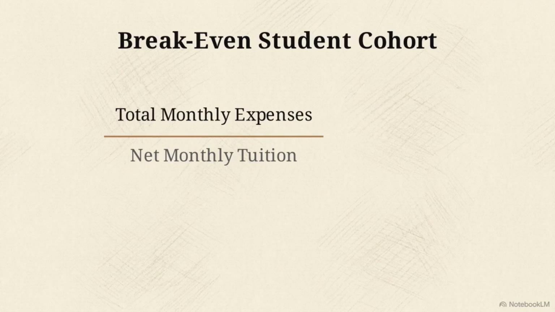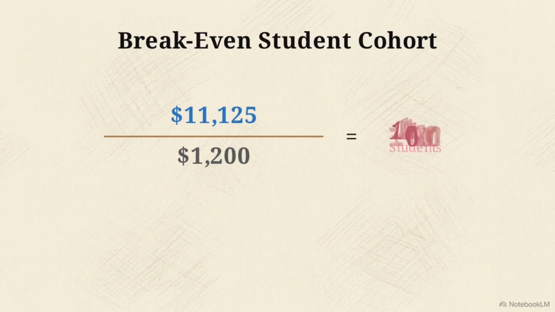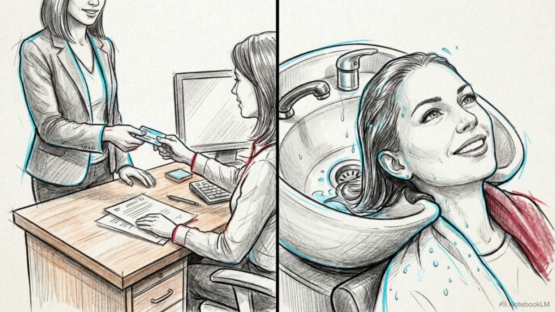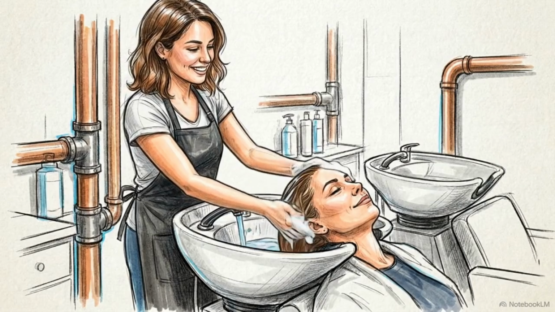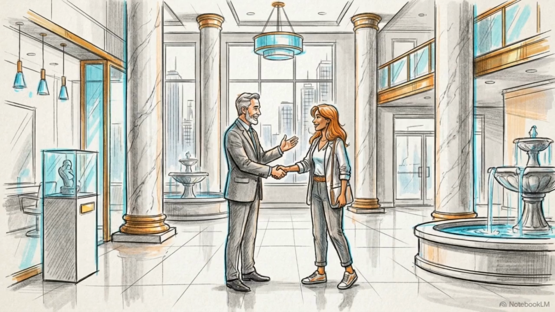We use the break-even student cohort formula. Divide total monthly expenses by net monthly tuition to find the minimum active students required. For example, dividing our $11,125 overhead by a $1,200 net tuition means we need exactly 10 active students to break even. Remember that beauty schools also have a dual revenue stream. Revenue from salon clinic services performed by students can further reduce the pressure of hitting that enrollment target. Combining premium pricing with this break-even math shifts your focus. You move from desperate selling to selective, high-value enrollment.